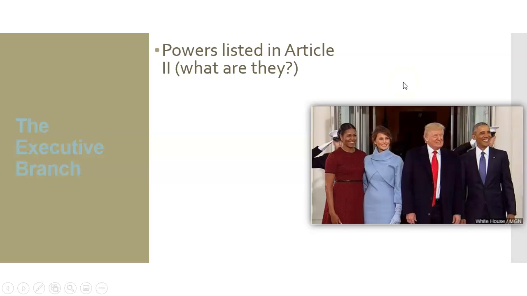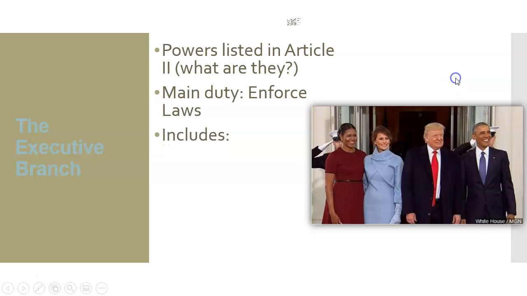Now, what is the executive branch? There are powers that are listed in Article 2. We'll go through a lot of those, but the president basically runs the government and executes the laws. Congress will pass the laws. The president executes them or carries them out. Even if it's a law that the president doesn't agree with, he has to carry that law out. Otherwise, he's violating his oath of office and can be impeached and removed for that. So the main duty of the president is enforcing the laws.